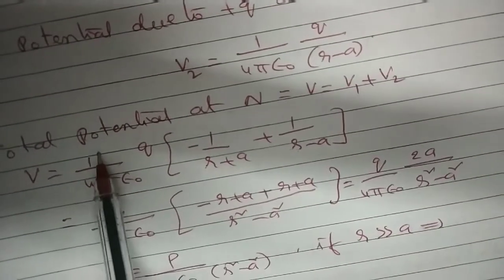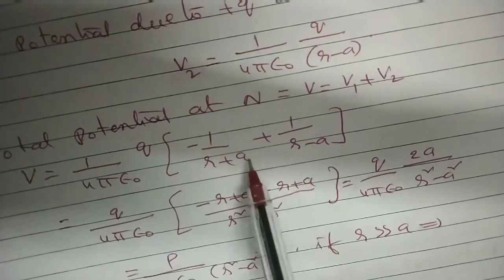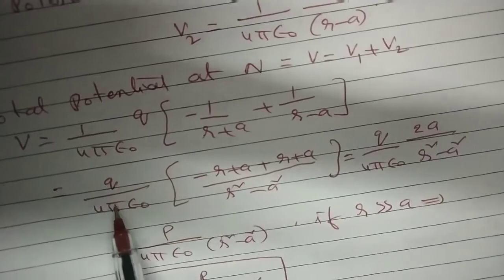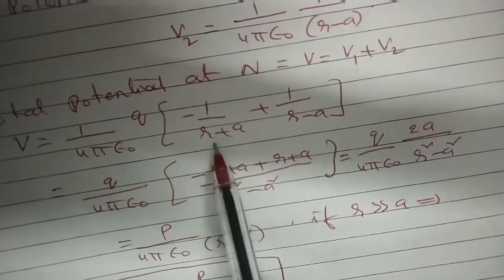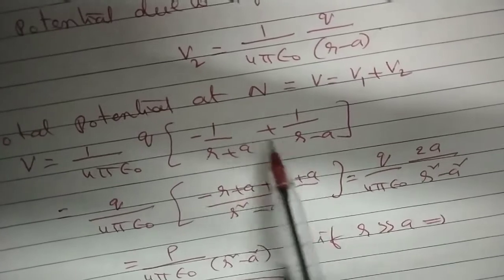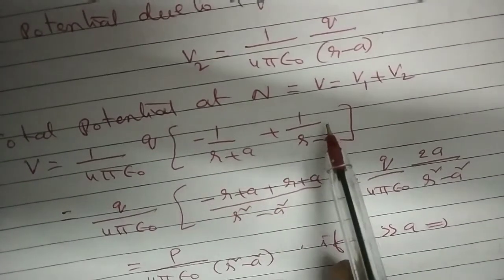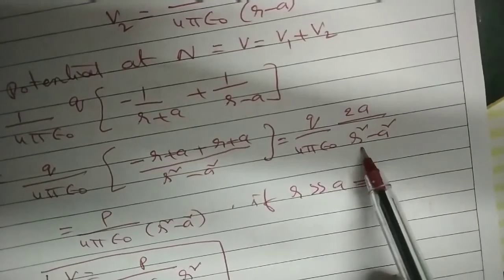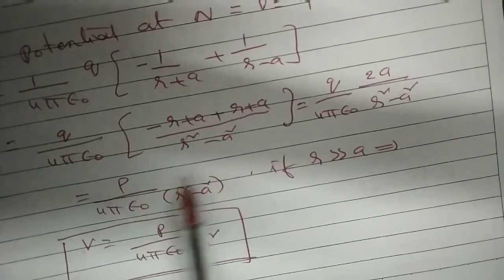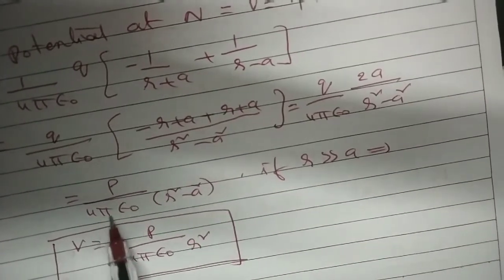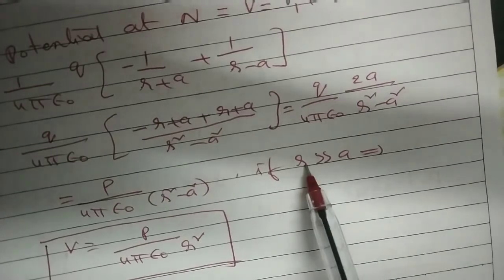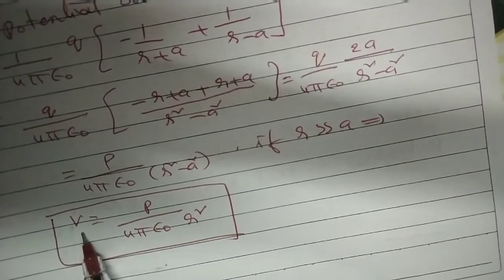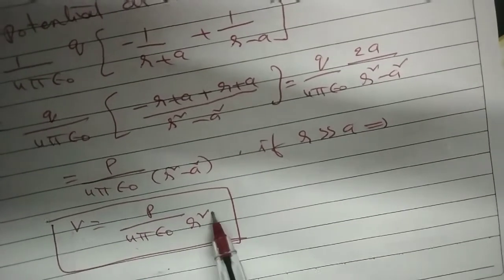So V equals q by 4 pi epsilon 0 into minus 1 by (r plus a) plus 1 by (r minus a), because the common terms are taken outside. If you take the LCM, (r plus a) into (r minus a), that is r square minus a square. Here minus of (r plus a), here (r plus a), so r will get cancelled. So q by 4 pi epsilon 0, 2a by (r square minus a square). And q into 2a is the dipole moment p, so p by 4 pi epsilon 0 into (r square minus a square). If r is very much greater than a, then a square you can ignore. Then the formula for potential at an axial point will become p by 4 pi epsilon 0 r square.